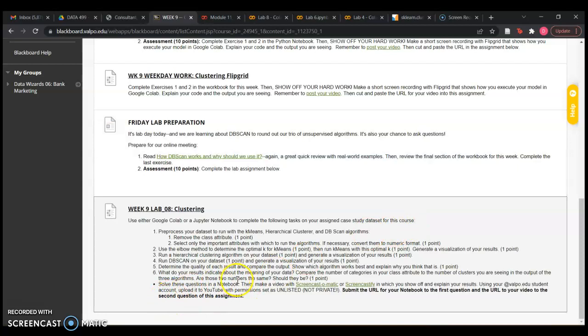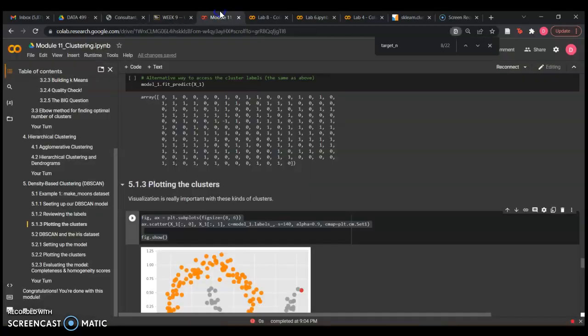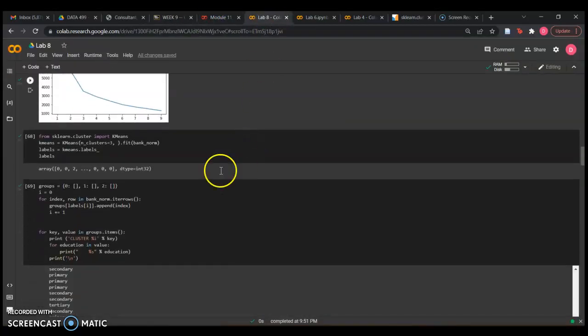Let's see what else there is here. And yeah, so this is my lab 8.